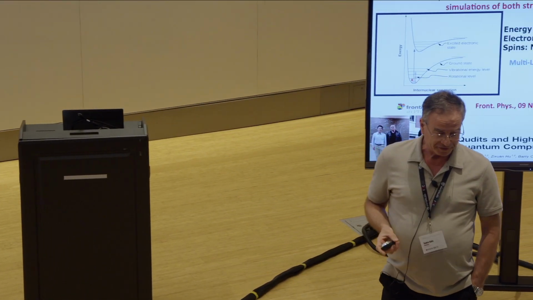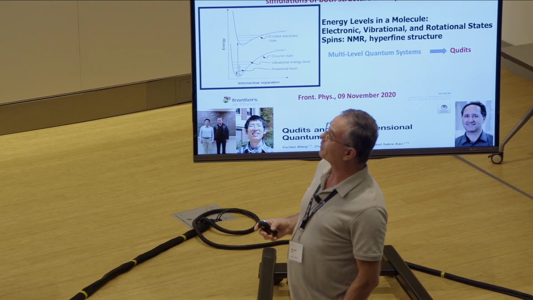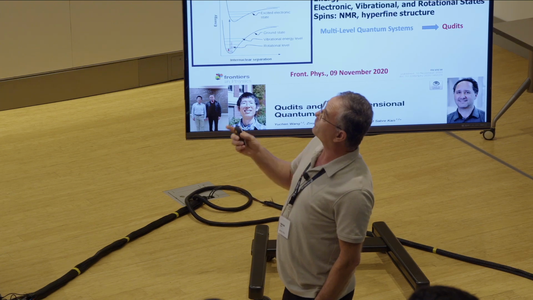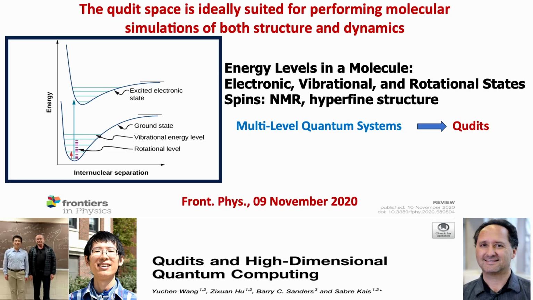So let me start by reading the statement up. The qudit space is ideally suited for performing molecular simulation for both structure and dynamics. My research deals with molecular systems, and if you look at the potential energy surface here, you have electronic states, vibrational states, rotational states, and you add the spin, and you can see clearly you have multi-level quantum systems, and the qudit is the platform to do these kinds of simulations.